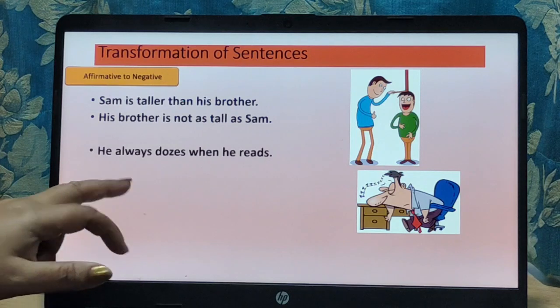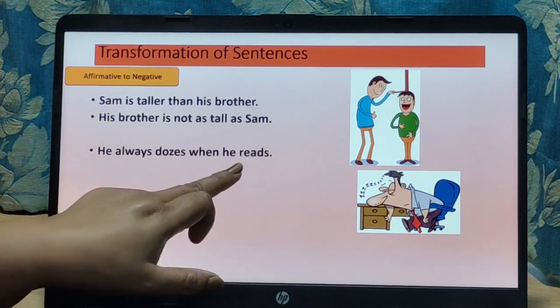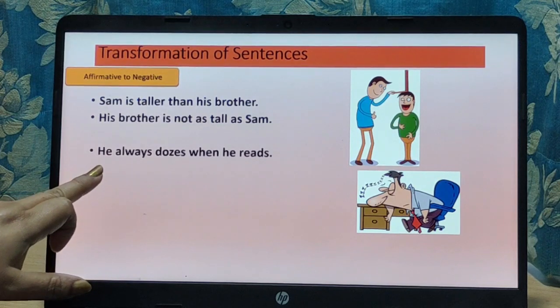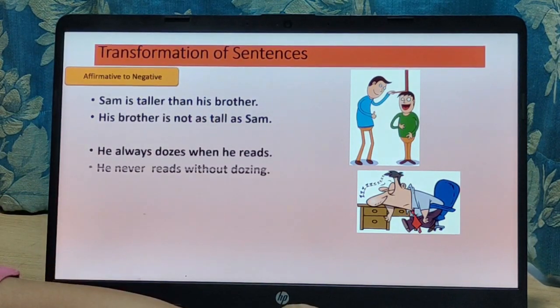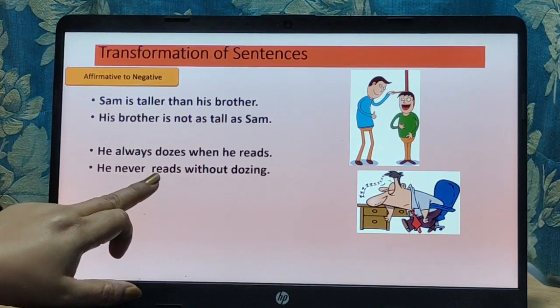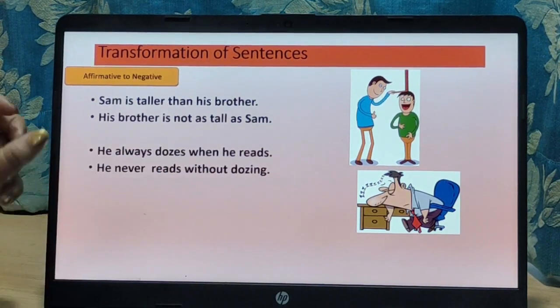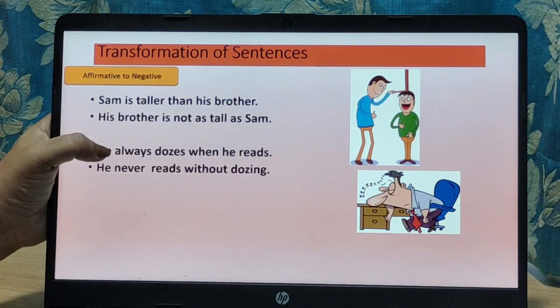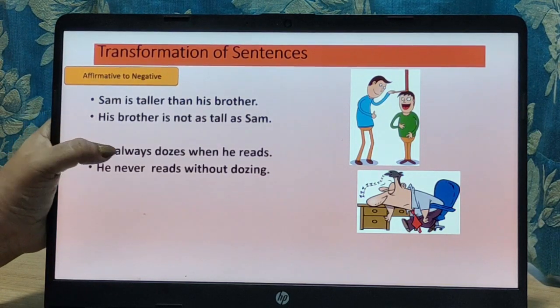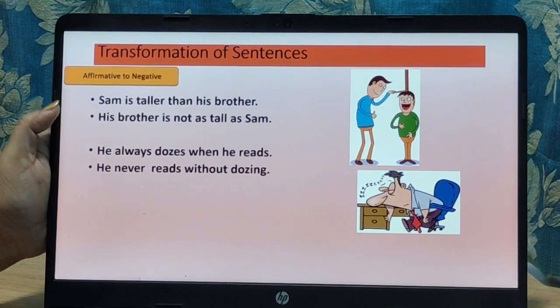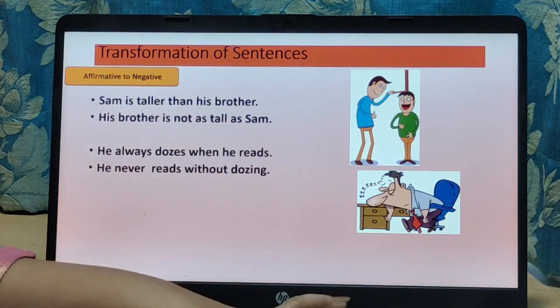"He always dozes when he reads." There's no negative, so this is an affirmative sentence. Let's make it negative. How will you make it negative? "He never reads without dozing." So the word always, this is one good trick there: you can always change the positive word into a negative. The opposite of always is never, and hence it becomes "He never reads without dozing."